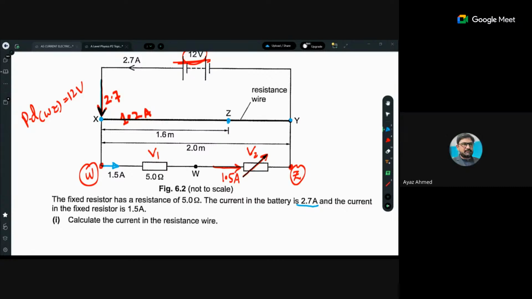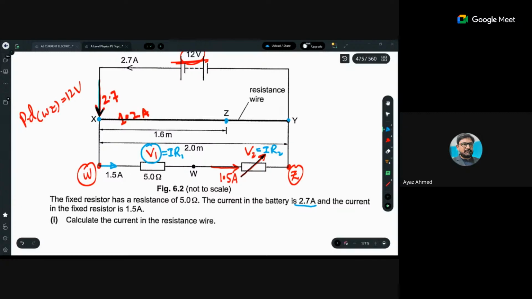Yes sir. Now, if I'm able to find V1, which is equal to I times R1, then I can easily calculate V2. And if I calculate V2, I can calculate R2 by using the formula V equals IR again. So let's go ahead and calculate V1. V1 is equal to 1.5 times 5, because the resistance is 5 ohm and the current is 1.5. So what will be your answer? 7.5 volt.